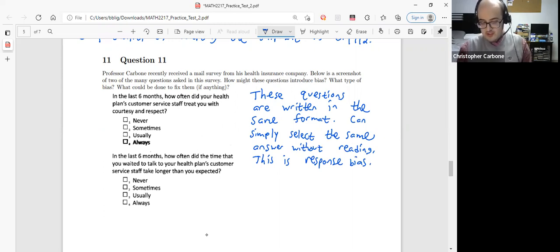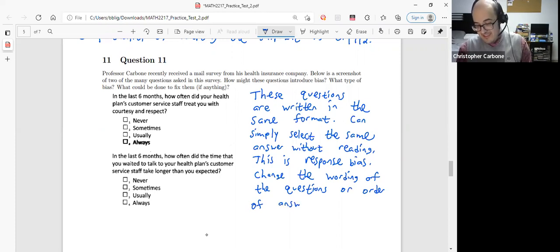How can it be changed? You could change the wording of the questions, or the order of the answer choices, or simply give different answer choices than what we're given. But change it in some way that makes the reader actually be able to read it and understand what's being asked.